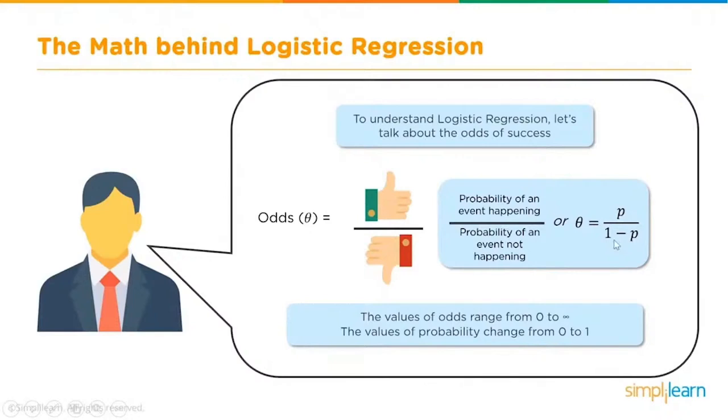Now, the values of the odds range from 0 to infinity. So when this probability is 0, then the value of the odds is equal to 0. And when the probability becomes 1, then the value of the odds is 1 by 0, that will be infinity. But the probability itself remains between 0 and 1.